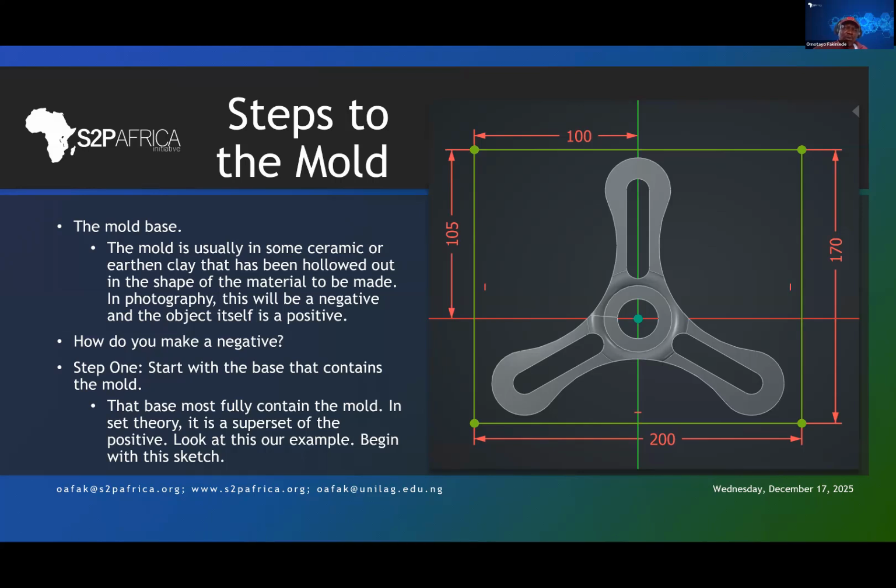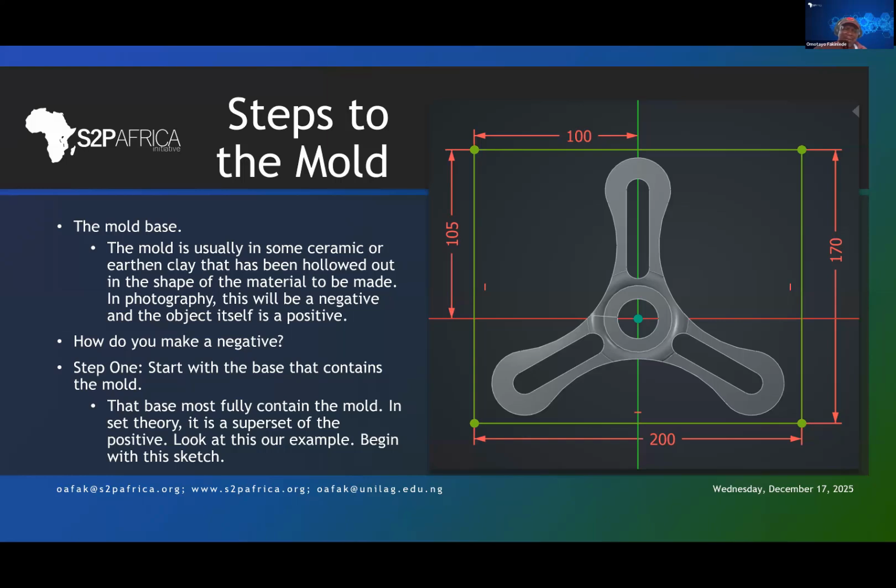So we want to create a mold base. The mold is in some ceramic or earthen clay that has been hollowed out in the shape of the material to be made. In photography, this will be a negative, and the object itself will be a positive. It is difficult to make this directly in the part workbench, because if you make 2 solids and one enters the other, the part design workbench is going to make them into one, and one will subsume the other. So how do you then make this negative?